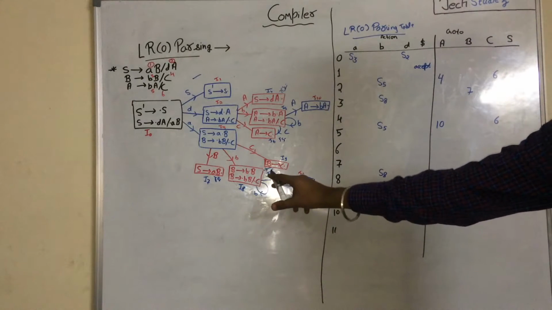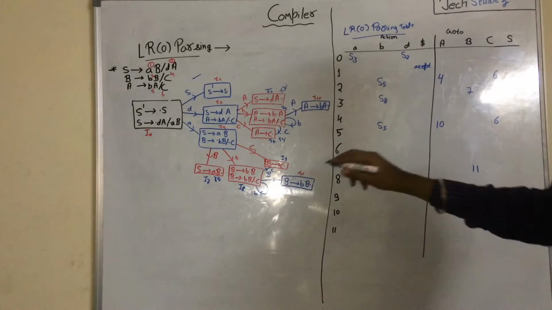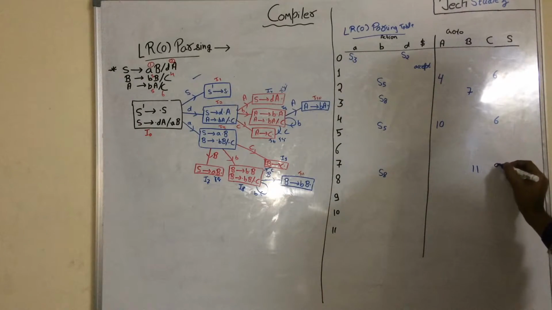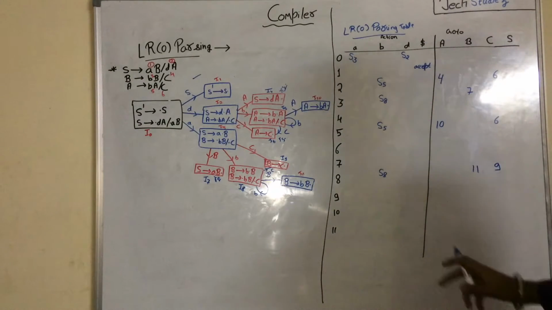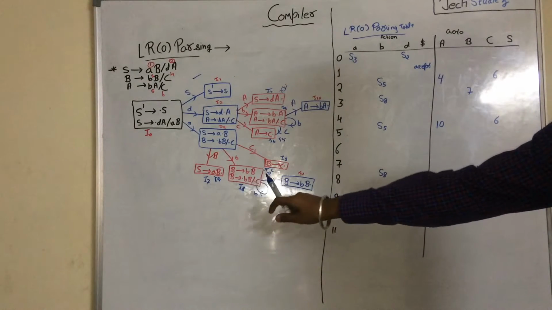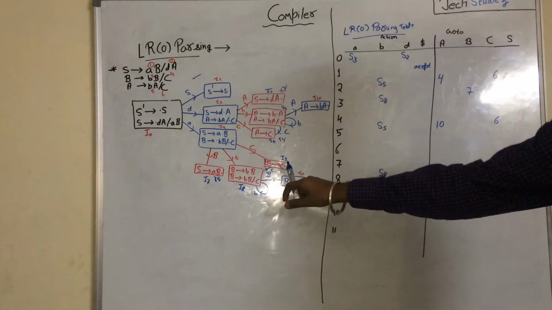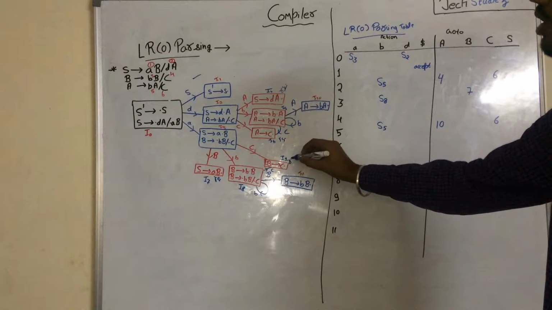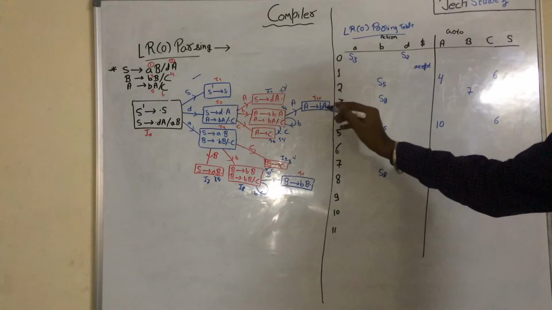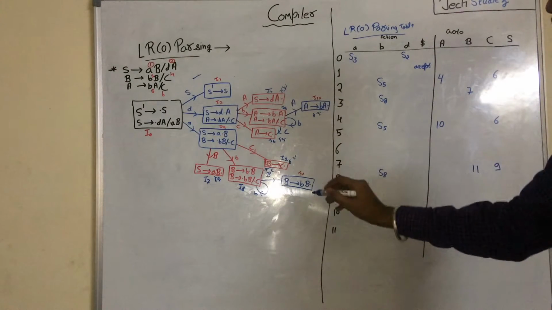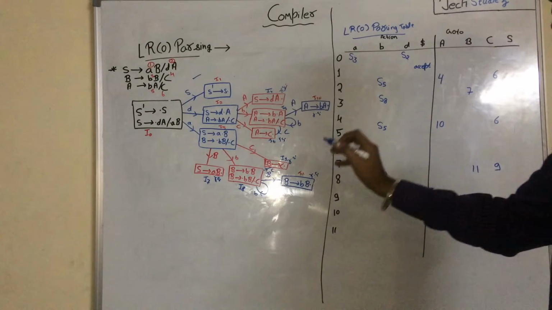Now for capital C, which state are we going to? To 9th. So mention 9 here. Now which state do we come to? Ninth. The ninth is also a reduced state, so pause this. The 10th is also a reduced state, and the 11th is also a reduced state.